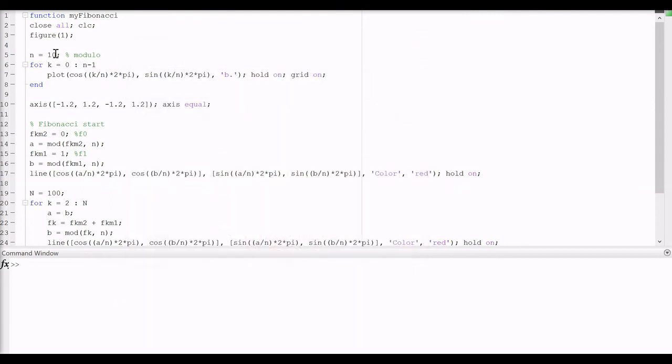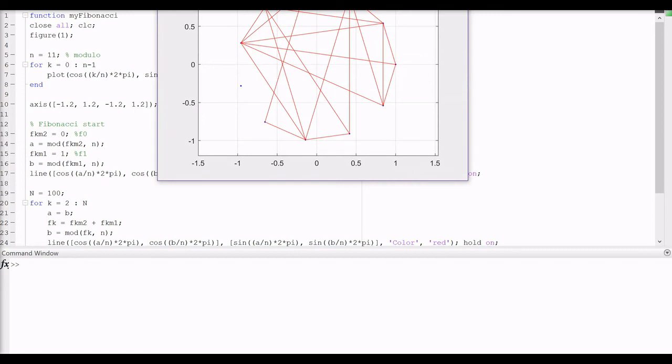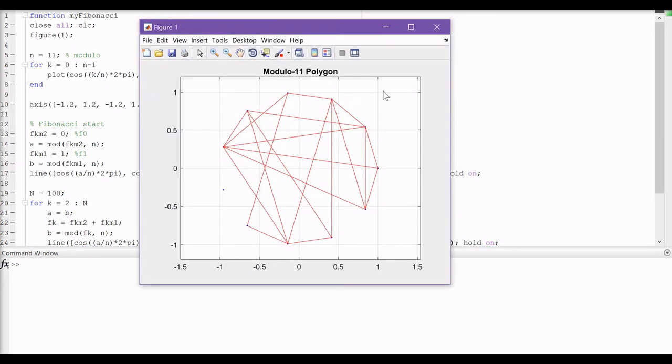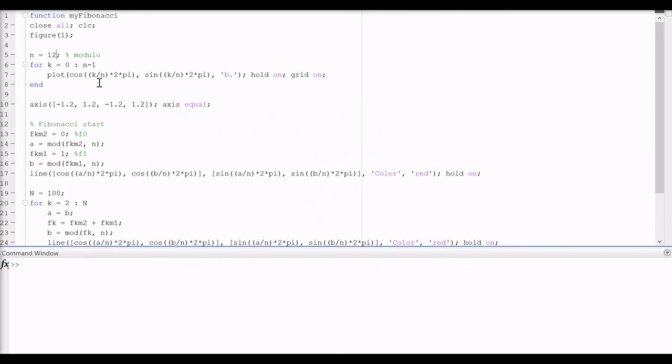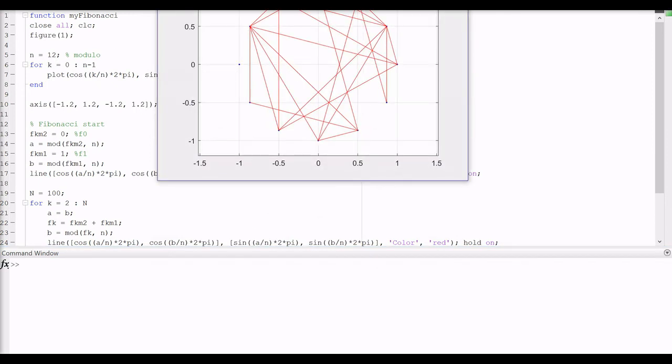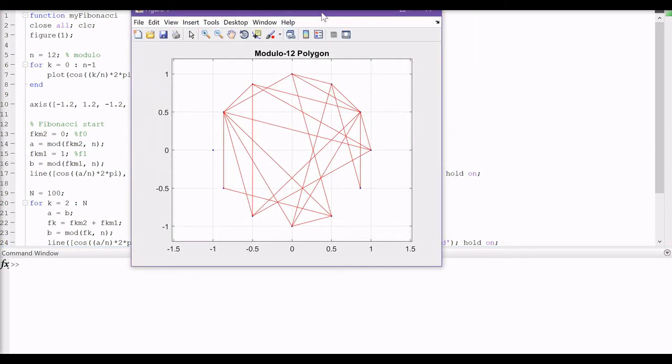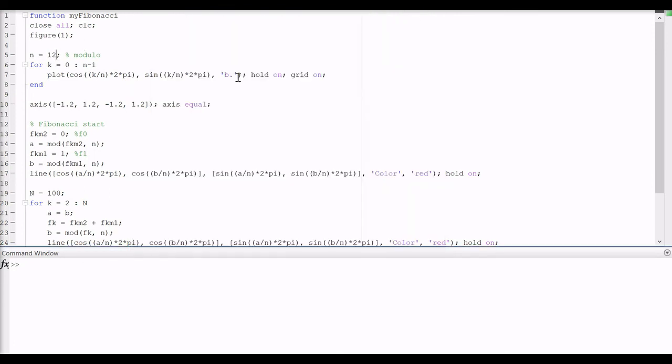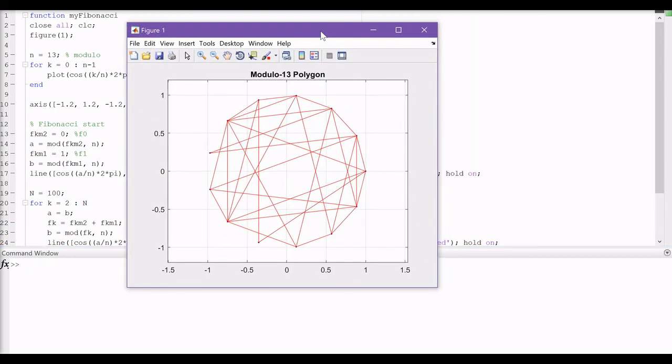So just for curiosity, let's go up to 11, which of course is a prime number. And we get some jagged nonsense. There's lots of vertices that aren't connected here. Let's go up to 12, which is an even number. Also jagged, not very pretty, so let's pretty much ignore it. Let's consider 13, also prime. We have this, a little bit nicer than 12, but of course not complete.